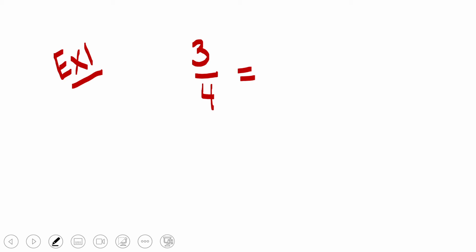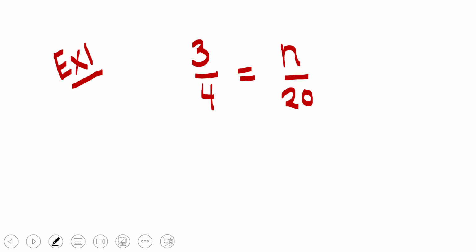To get started, we will be given an expression across the equal sign, such as 3/4 equals n over 20. We have 3 of the 4 parts of information, and we are being asked to solve for n.